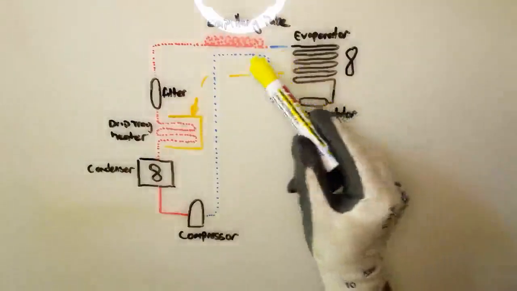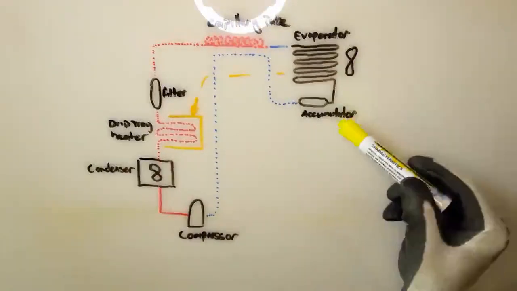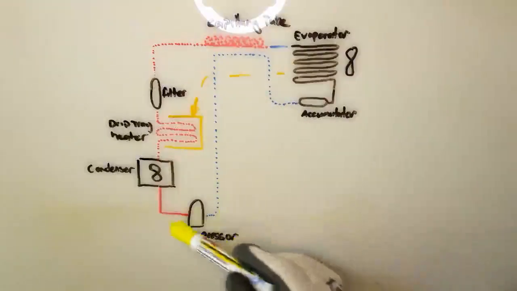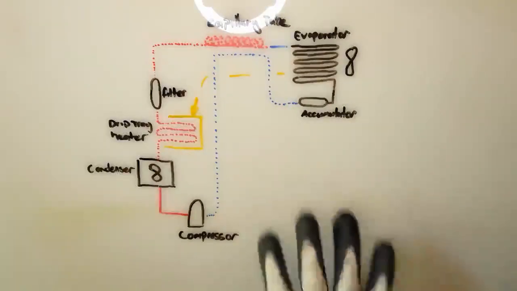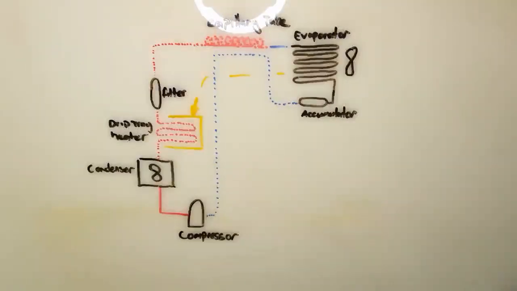Filter, capillary tube, heat exchange, evaporator, fan, accumulator, and the cycle continues. If you notice, compared to the other two videos or the other two drawings, nothing has changed in terms of the principles of refrigeration.